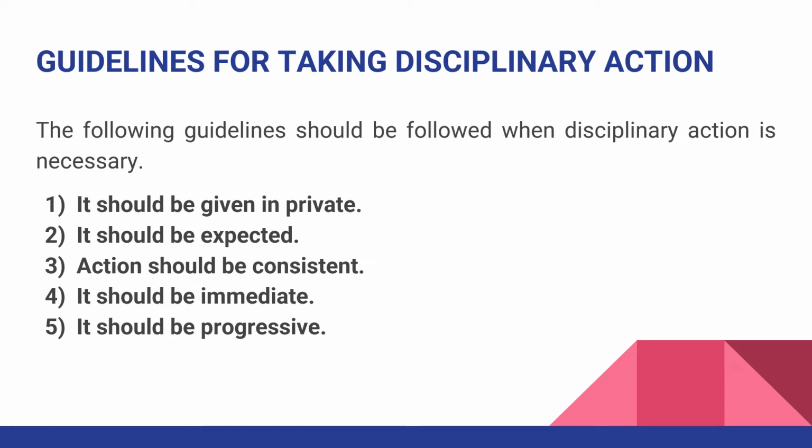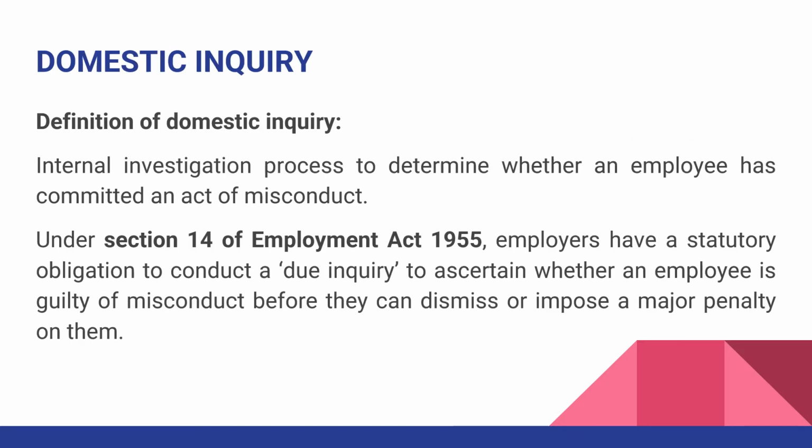Number three, action should be consistent. The same act of misconduct committed by two different workers should lead to the same penalty. Number four, it should be immediate. Disciplinary action should be taken immediately or as soon as possible after the misconduct is discovered. And the last one, it should be progressive. Progressive discipline seeks primarily to correct the employee's behavior rather than punish him.